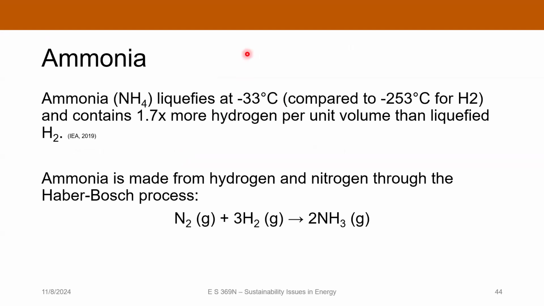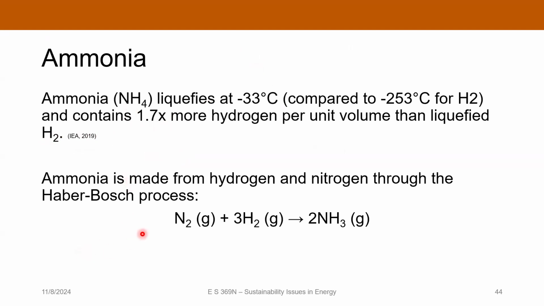Okay, so ammonia is much easier to liquefy. It has a boiling point of minus 33 degrees Celsius. And it's got actually more hydrogen content per unit volume than liquefied hydrogen itself. It's denser. So that's a good thing.